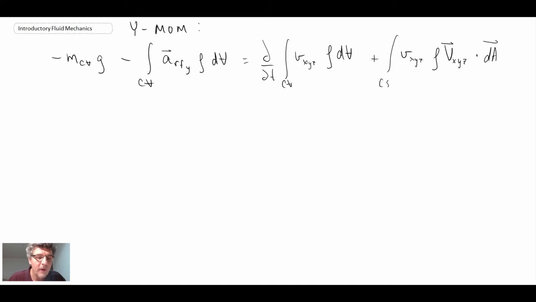Okay, now we're going to make a simplification here, and this is a bit of an approximation, but I'm going to get rid of the time rate of change term, and I'm going to use two different reasons for justifying that. One is that the unburnt fuel and the structure of the rocket is not moving with respect to the accelerating control volume.